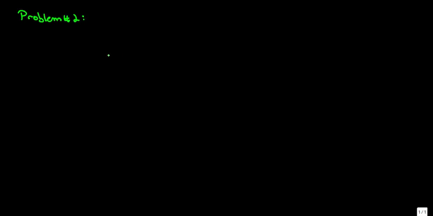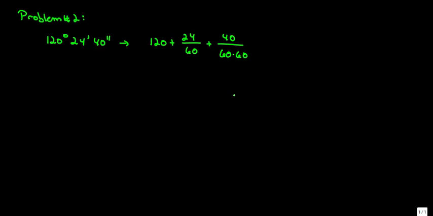Okay, for this one, we've got to work in reverse. We've got 120 degrees, 24 minutes, and 40 seconds. To convert that back into what we call decimal degrees, we're going to take the 120 plus the 24 divided by 60. I'm going to add to it 40 divided by 60 times 60, which is 3,600. So this is really 120 plus 24 over 60 plus 40 over 3,600.